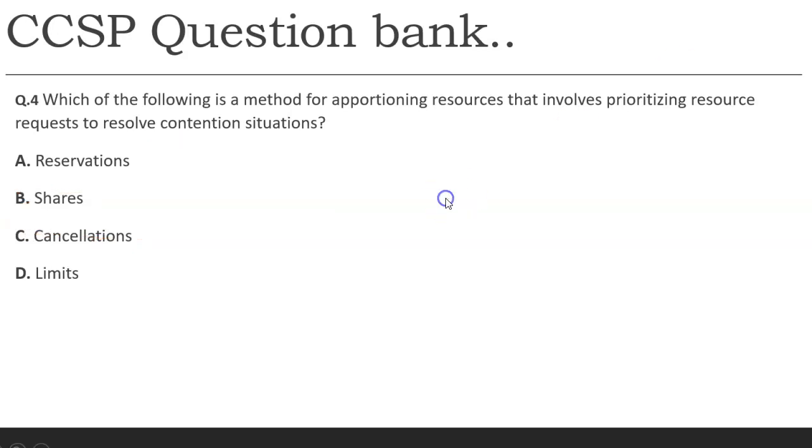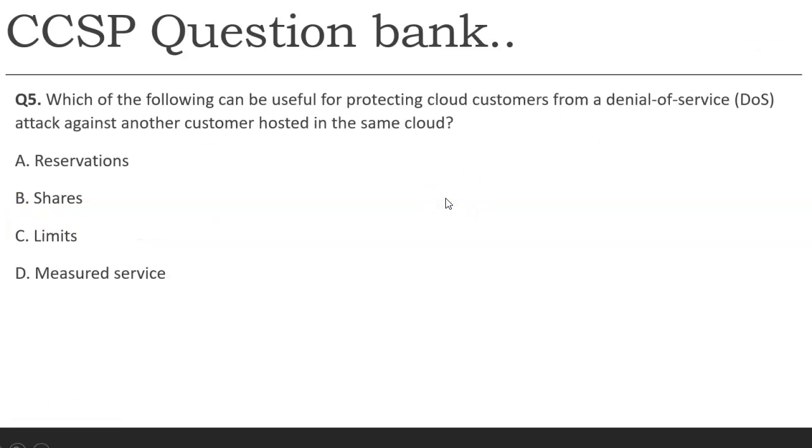So we'll go with option B. The last one is: which of the following can be used for protecting a cloud customer from a denial of service attack by another customer hosted in the same cloud? We have seen that for DoS attacks, reservation can help reduce them because it gives the minimum guarantee: each VM will get at least those resources.